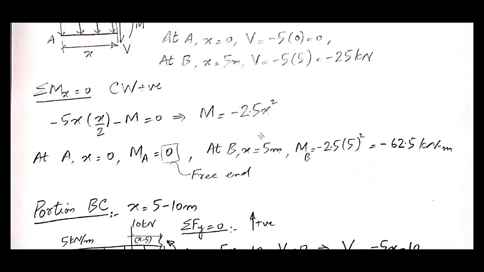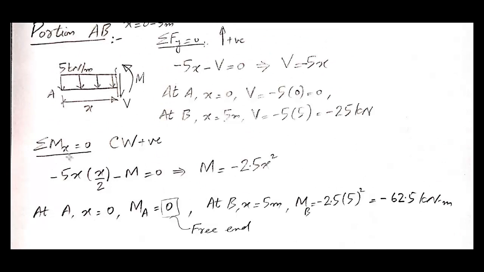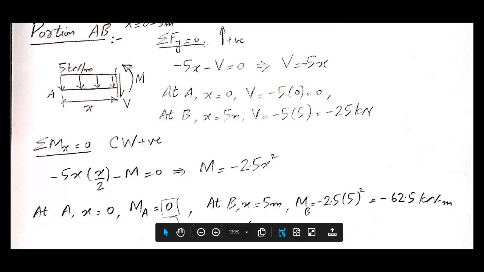Then the equation of moment. We'll take sum of moment about the section with clockwise moment as positive. So 5x is the magnitude of the resultant, and it will act at distance x by 2 from the section. So minus 5x into x by 2, and then the exposed moment m is acting in counterclockwise direction, and that's equal to 0. If we rearrange the equation, we get m is equal to minus 2.5 x square.